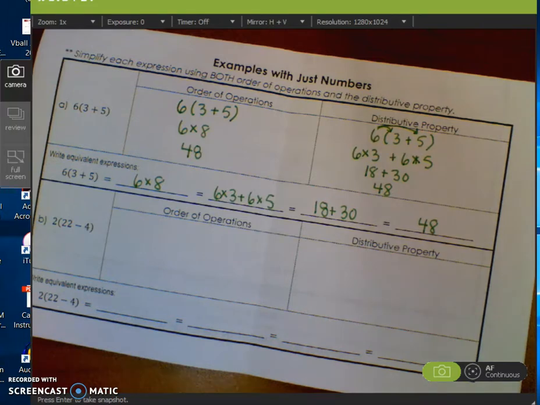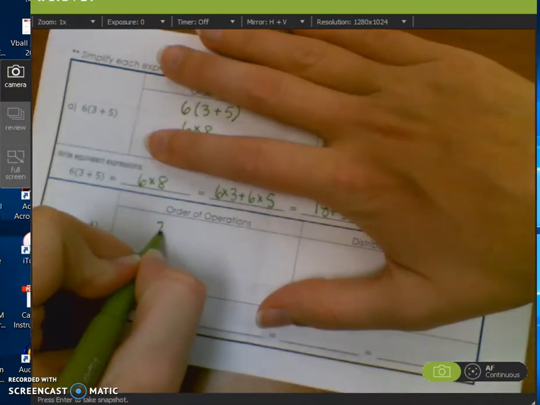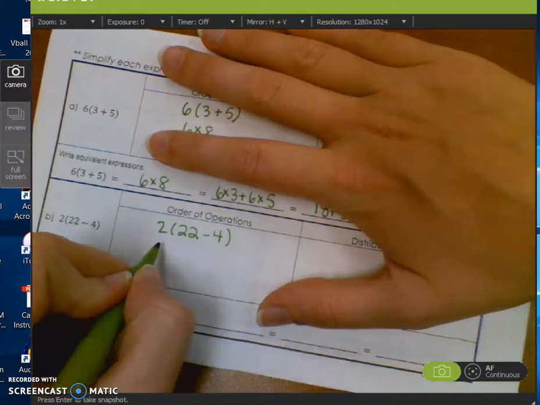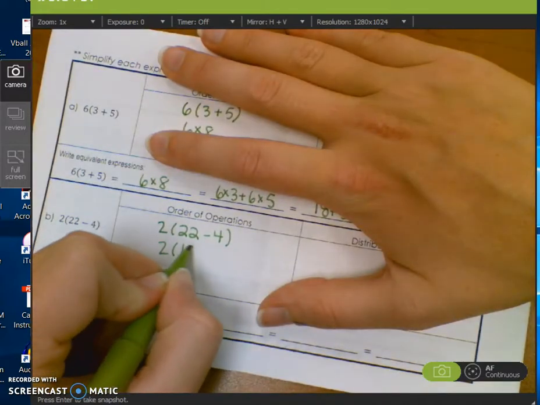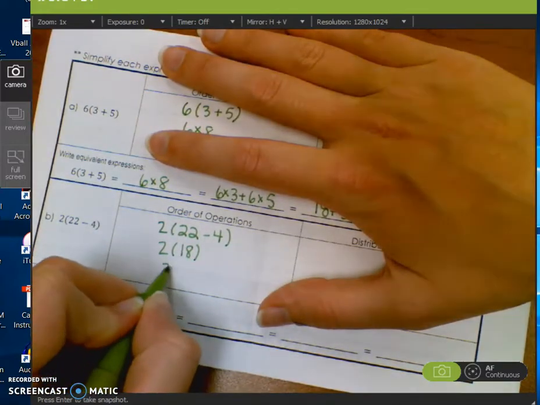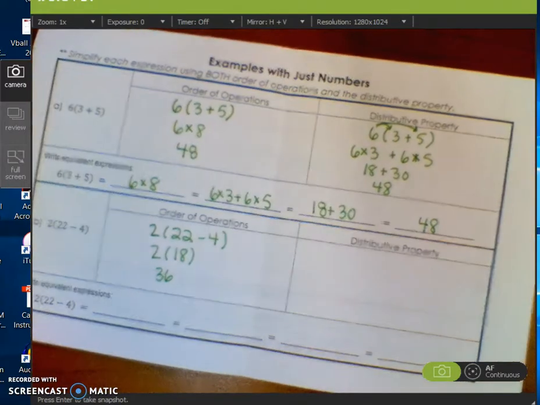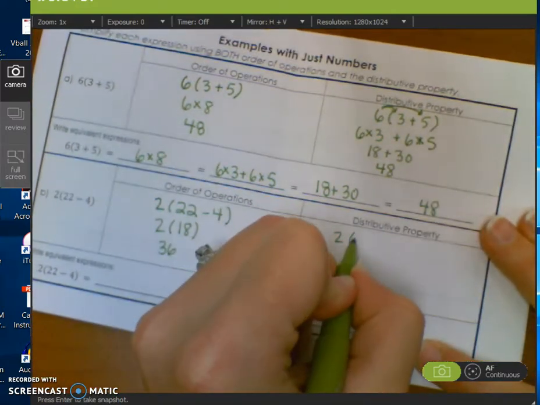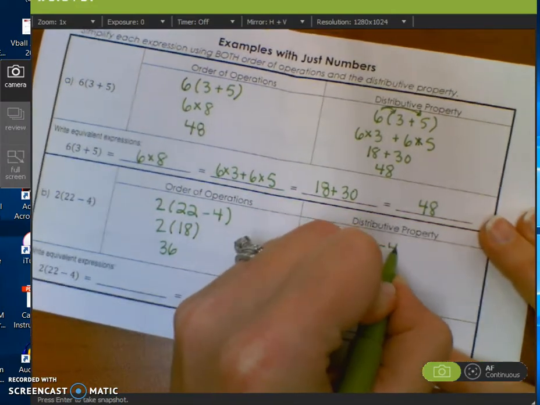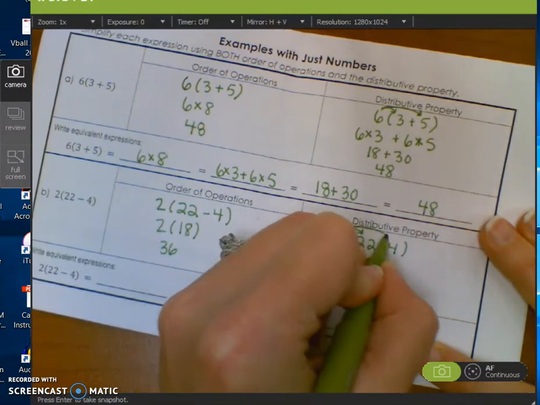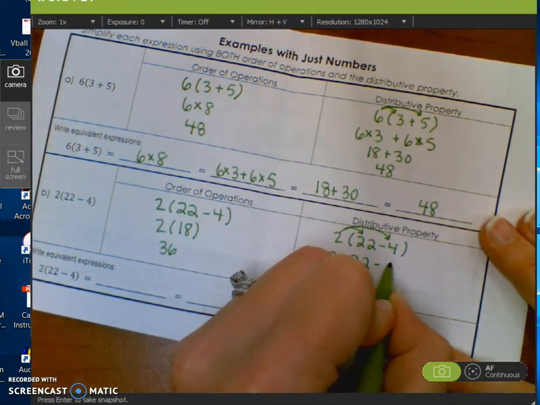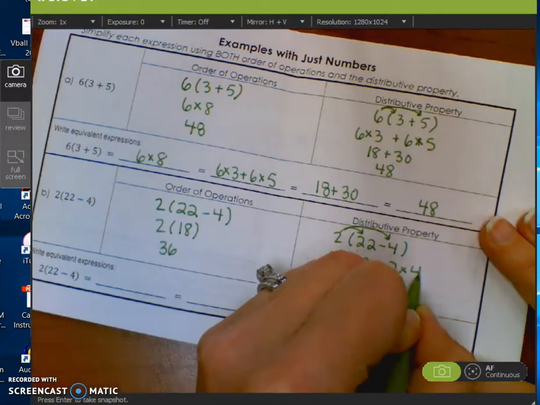Let's do it again and see how we do. 2 times the quantity, 22 minus 4. Order of operations would tell me to do parentheses first. And when I do that, I get 2 times 18, which is 36. The distributive property would tell me to take 2 times every number on the inside and multiply it. So 2 times 22, minus 2 times 4.